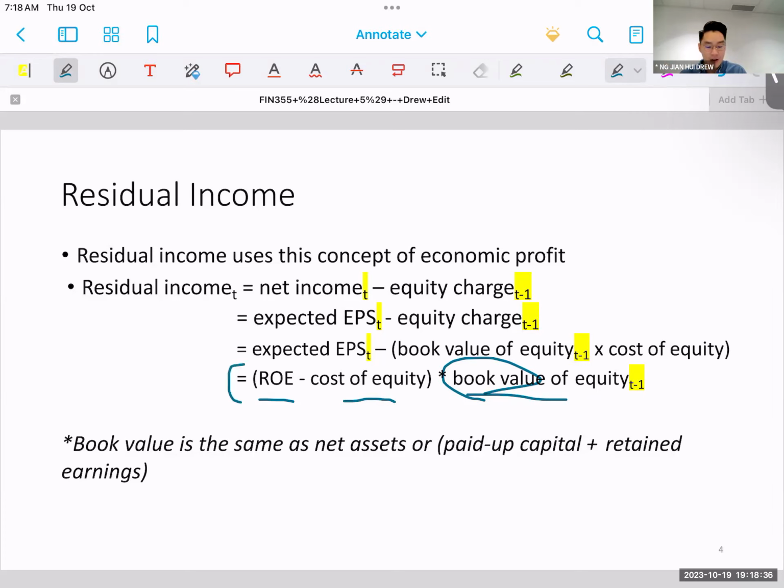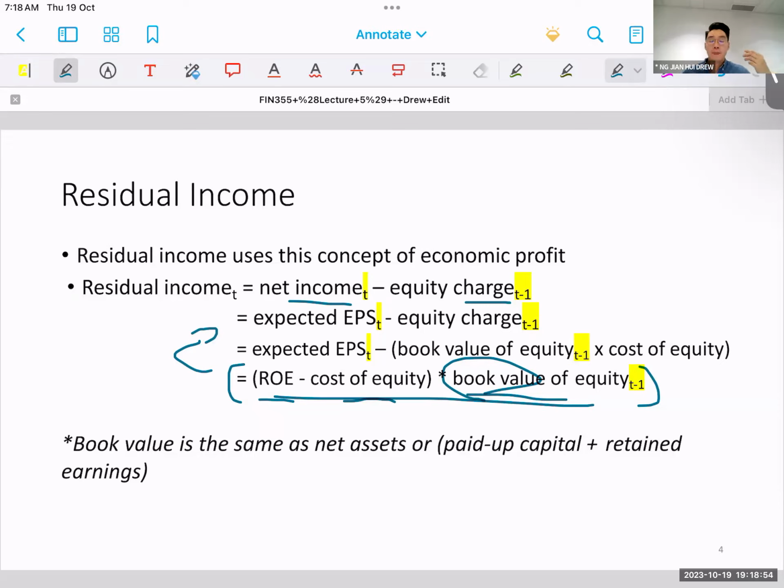So that is the basic concept of this. And how do we even derive this formula? It's actually derived all the way from this more condensed formula of, let's just take the net income for the year minus the equity charge. Why is it highlighted in yellow here? It's T minus 1, right?